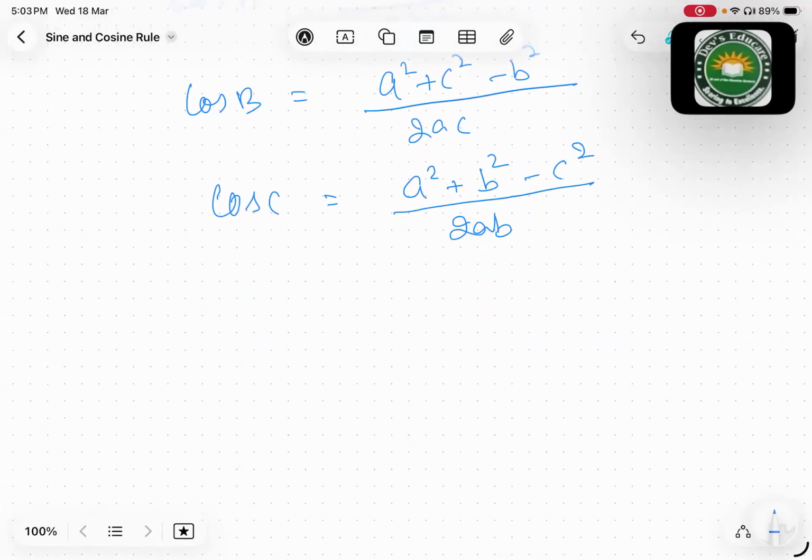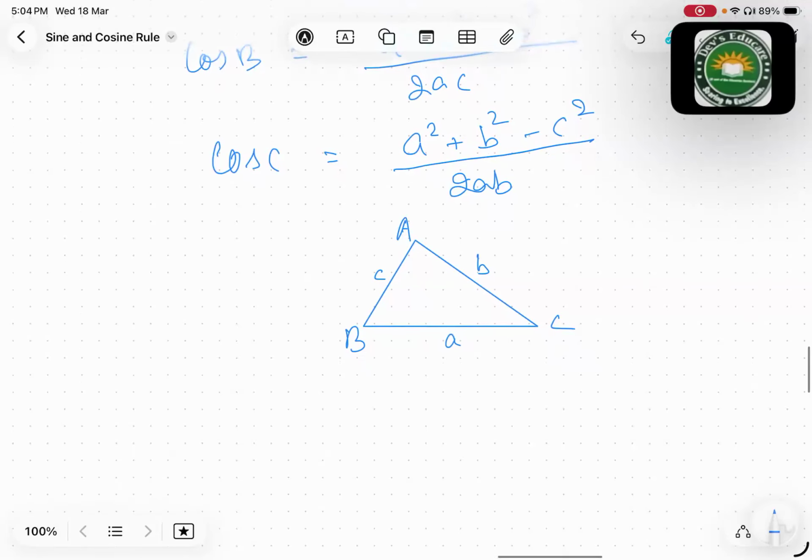Once again, we draw a triangle. Let's say ABC again. The side opposite to angle A is a, the side opposite to angle B is b, and the side opposite to angle C is small c. If these two sides, b and c, are given, and the included angle A is given, then we can easily find the third side BC, that is a, using the cosine rule.